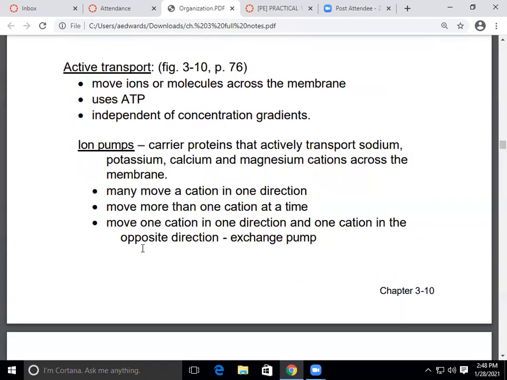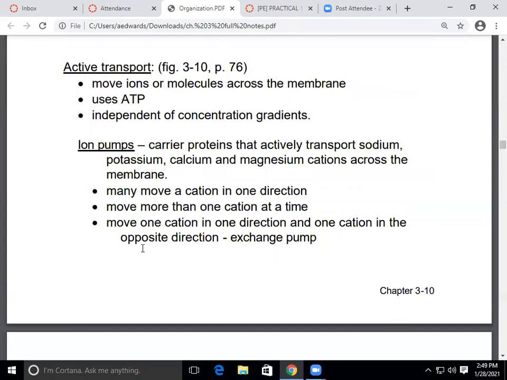So basically we've talked about all the different kinds of passive transport that don't take ATP. Now we're talking about active transport. Okay, so you're moving substances across the membrane using ATP, and this is going typically against the concentration gradient, usually going the opposite direction. Okay, so in a sense, the concentration gradient doesn't matter. So examples of that are ion pumps.